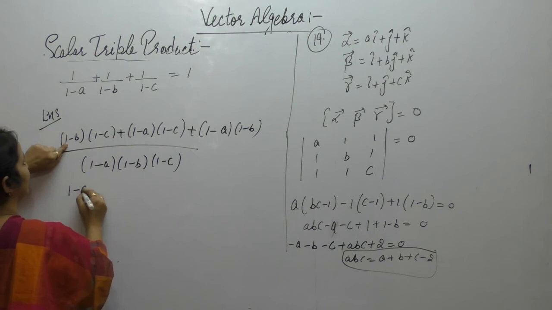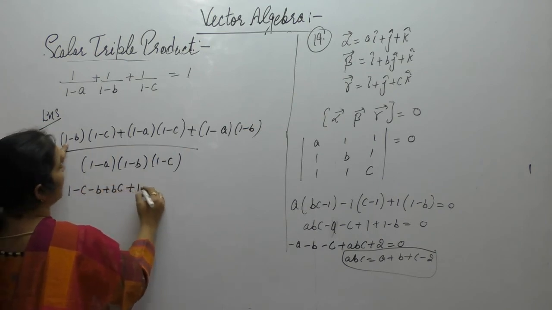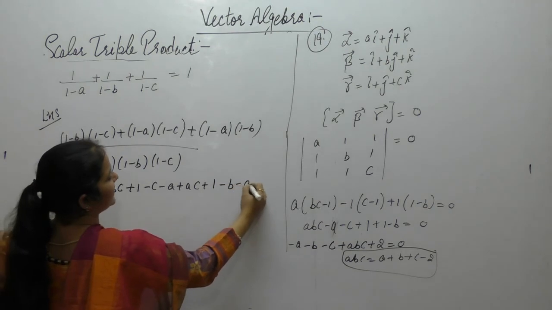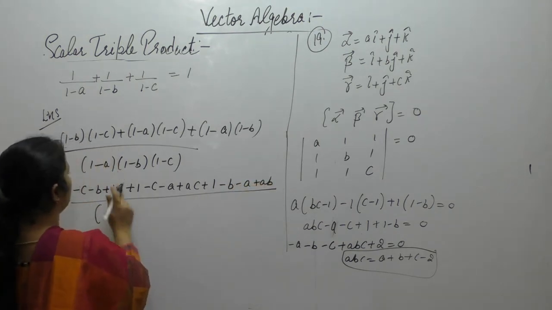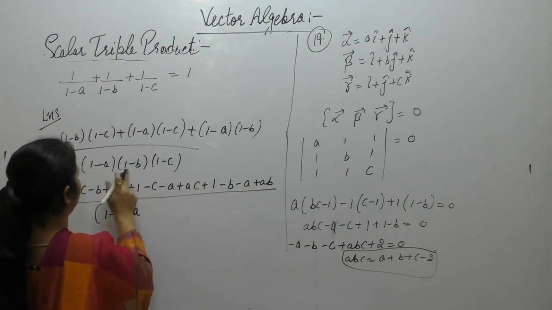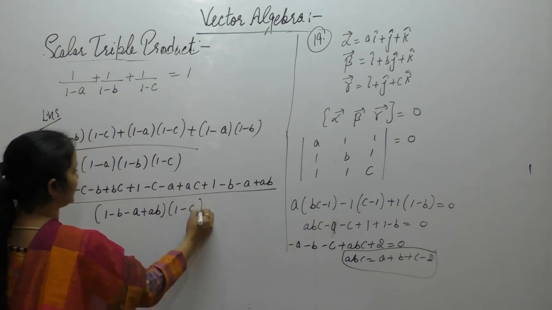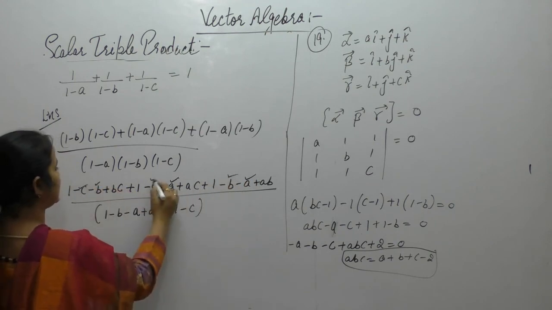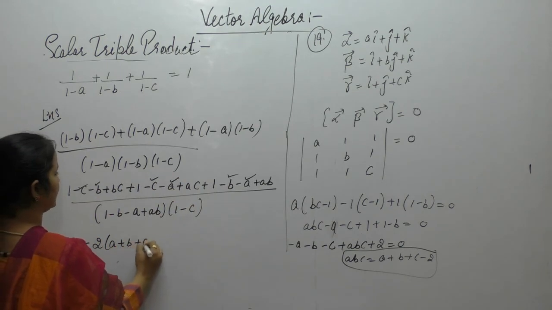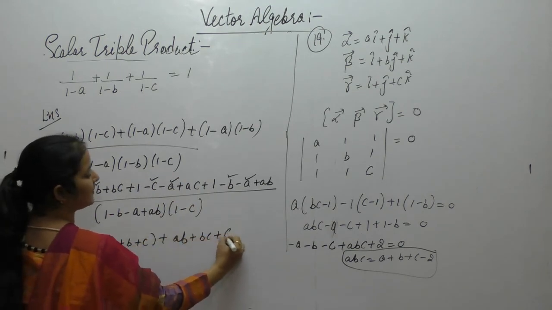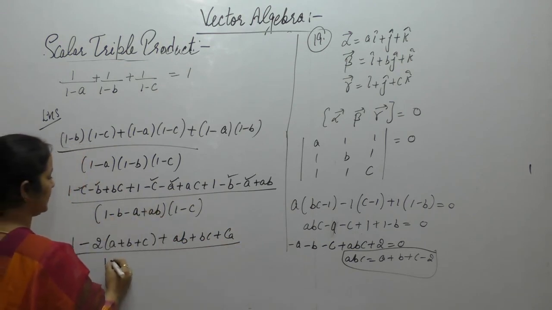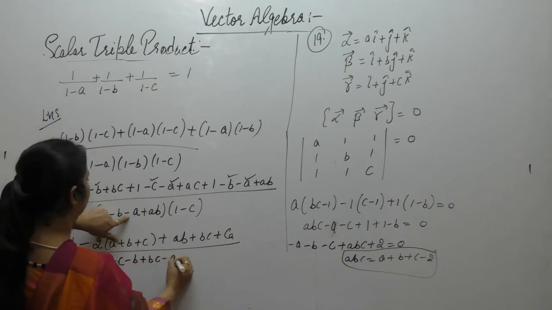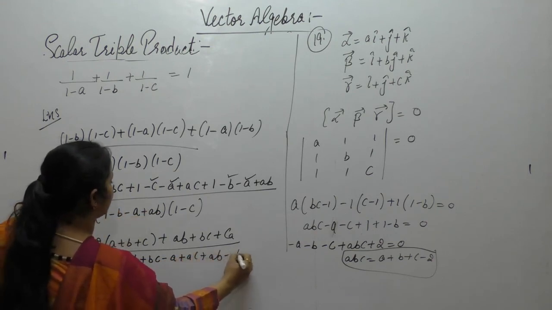1 minus C, minus B plus BC, 1 minus C, minus A plus AC, 1 minus B, minus A plus AB, upon 1 minus B, minus A, plus AB, 1 minus C. So 1, A is 2 times, B is 2 times and C is 2 times. So 3 minus 2 times A plus B plus C plus AB plus BC plus CA, upon, open the brackets, 1 minus A plus B plus C plus AB plus BC plus CA minus ABC.